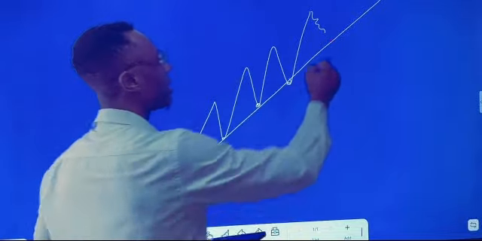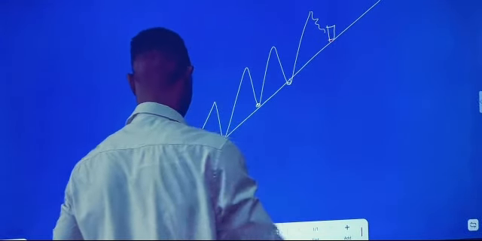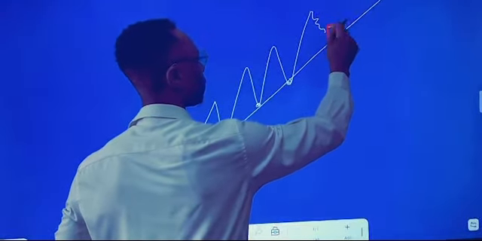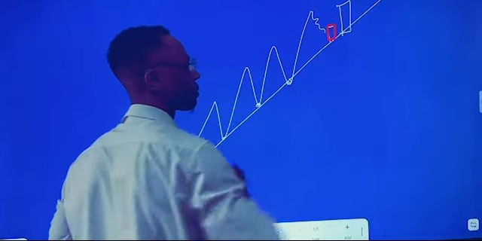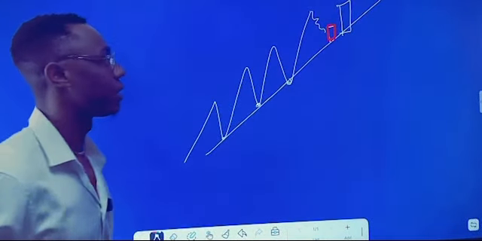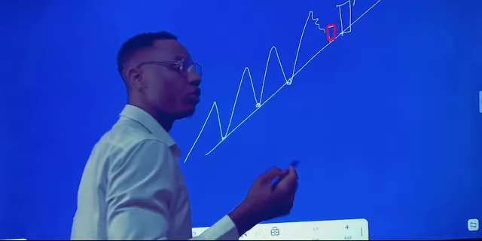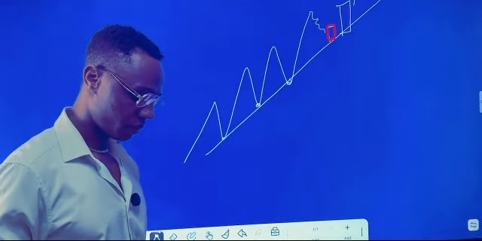So assuming you see bullish engulfing here, okay, you see bullish engulfing here, okay. If you see bullish engulfing here, what this tells you is that the price has a higher potential of pushing to the upside. So what do you do? You enter for buy, okay, or you enter for long.